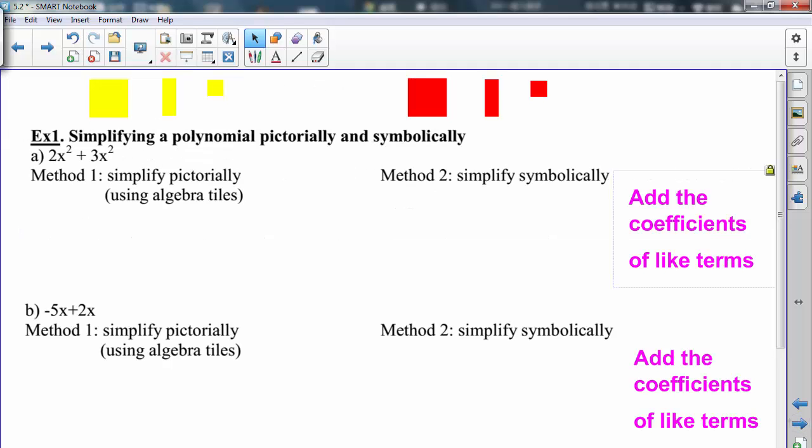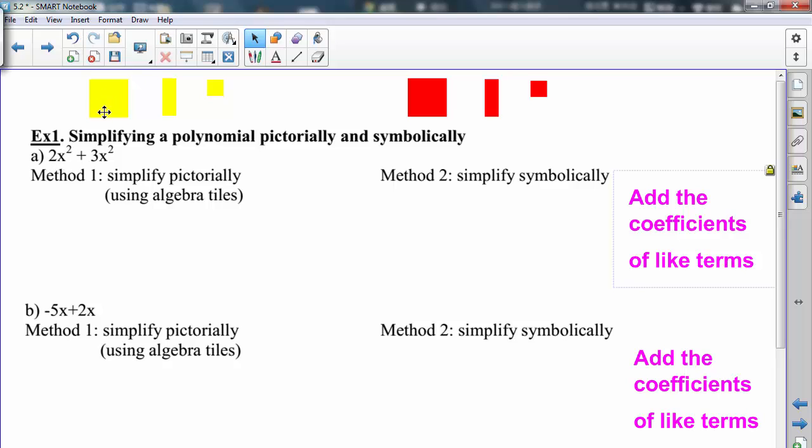So let's look at the first example. Simplifying a polynomial pictorially and symbolically. What's the meaning of simplifying a polynomial pictorially? This means we can use the algebra tiles to help us visualize the simplifying. Let's look at the first one, 2x squared plus 3x squared. 2x squared is a positive 2x squared.